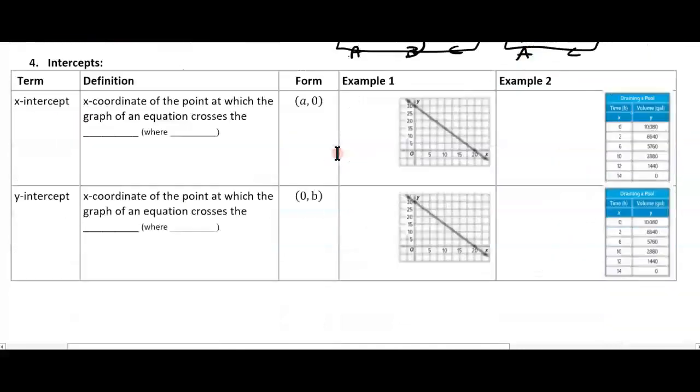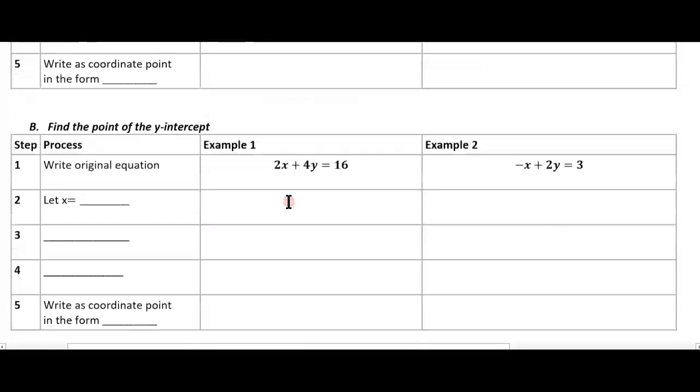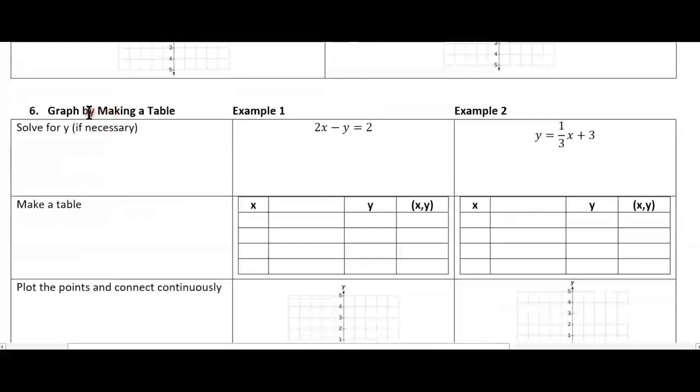Today we're going to look at intercepts of linear equations, how to find those intercepts algebraically rather than just from a graph or table, and that's 3 steps altogether, and then using that to graph a linear function. And then our third part will be graphing a function by making a table, which will include solving for y, creating the table, and plotting the points.